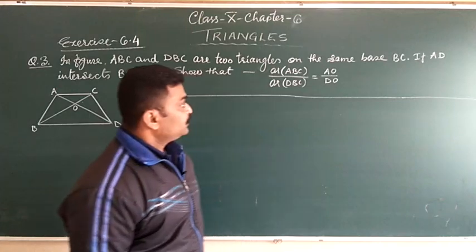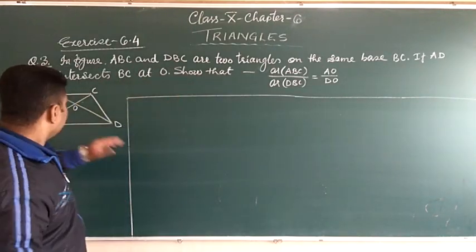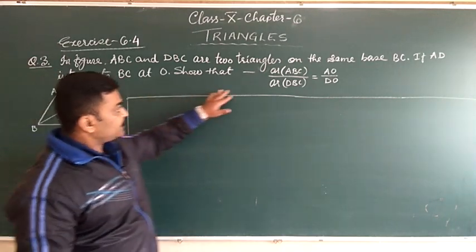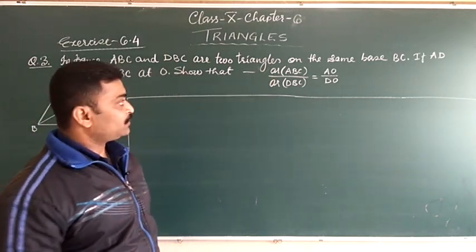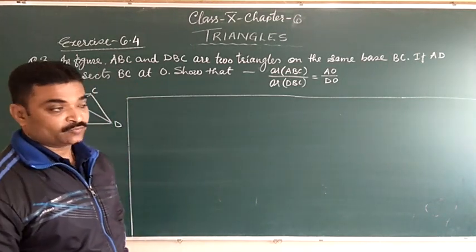Clear? If AD and BC intersect at O, then show that the area of triangle ABC upon area of triangle DBC is equal to AO upon DO.